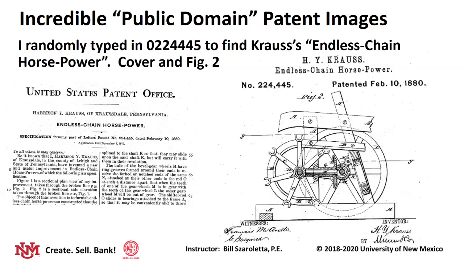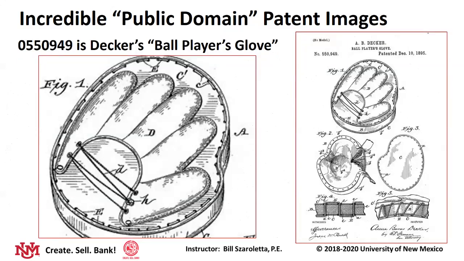Well, then I typed in 0224445. Oh wait, this is, I guess, the second image of that. It's a side view of Krauss's patent. And then 0550949 is Decker's ball player glove. You got a patent on that. 1895, December 10th.